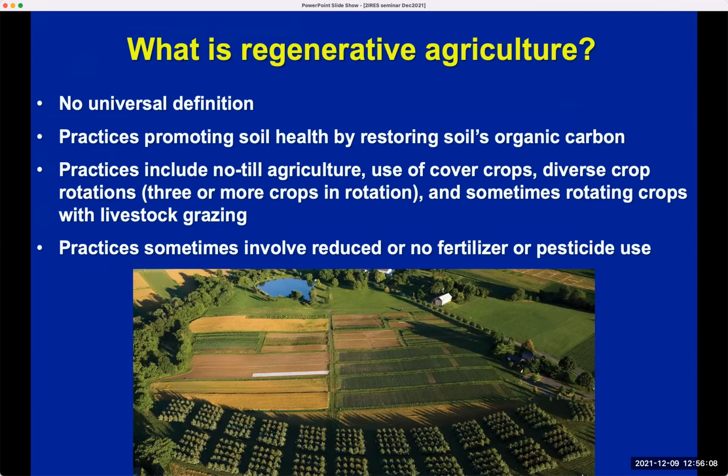But when I listen to it, I never hear them define it. It's like, well, what is it? There's no universal definition. Well, it promotes soil health by restoring soil carbon. Okay, got it. Practices, they want no-till, but it can be conservation. They promote cover crops and diverse crop rotation. That sounds just like conservation ag, and sometimes reduced or no fertilizer or pesticides. So it's really a lot like conservation ag in my mind. And I'm saying that because it's gaining popularity anyway in the press.